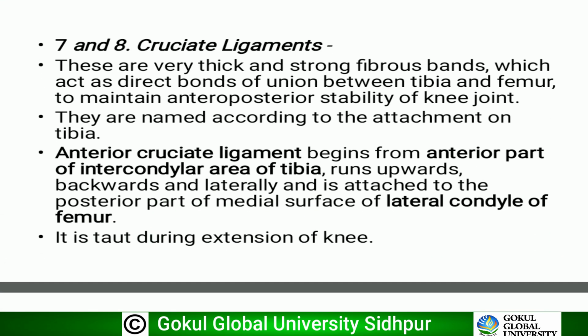Cruciate ligaments. Okay, these are very thick. Cruciate means ACL and PCL, anterior cruciate ligament and posterior cruciate ligament. These are very thick and strong fibrous bands which act as direct bonds of union between the tibia and femur to maintain the anteroposterior stability of the knee joint. They are named according to their attachment on the tibia.